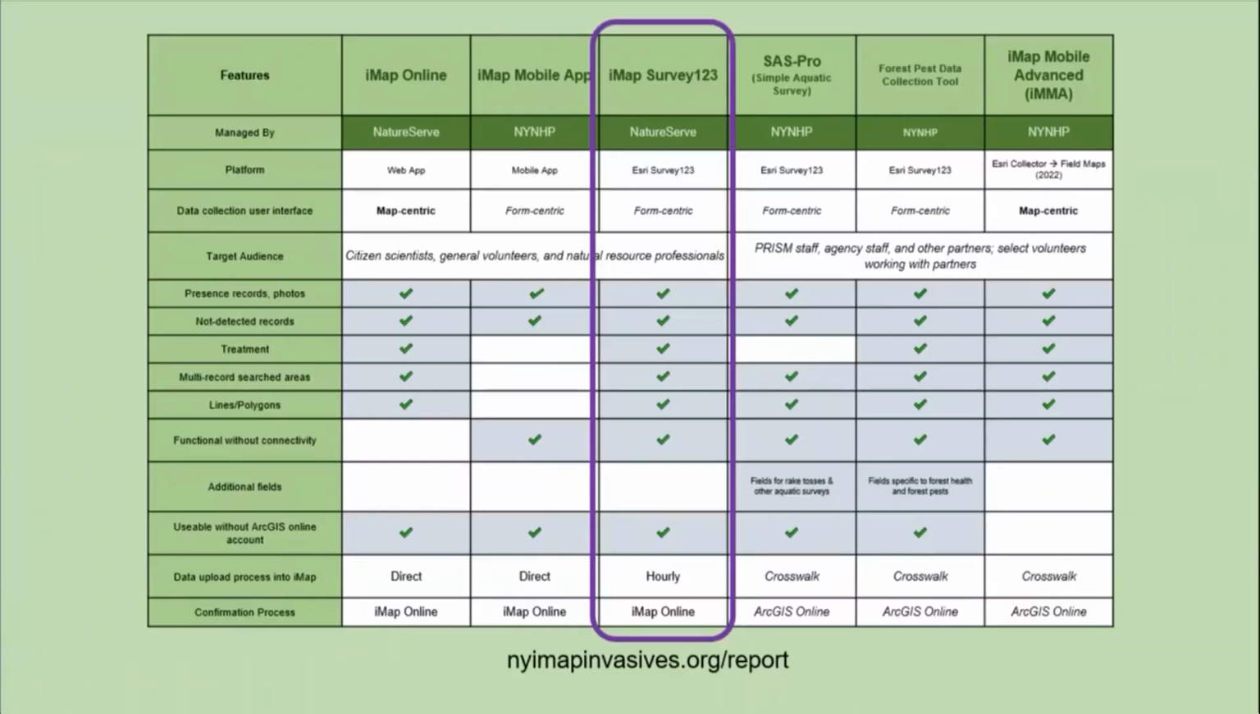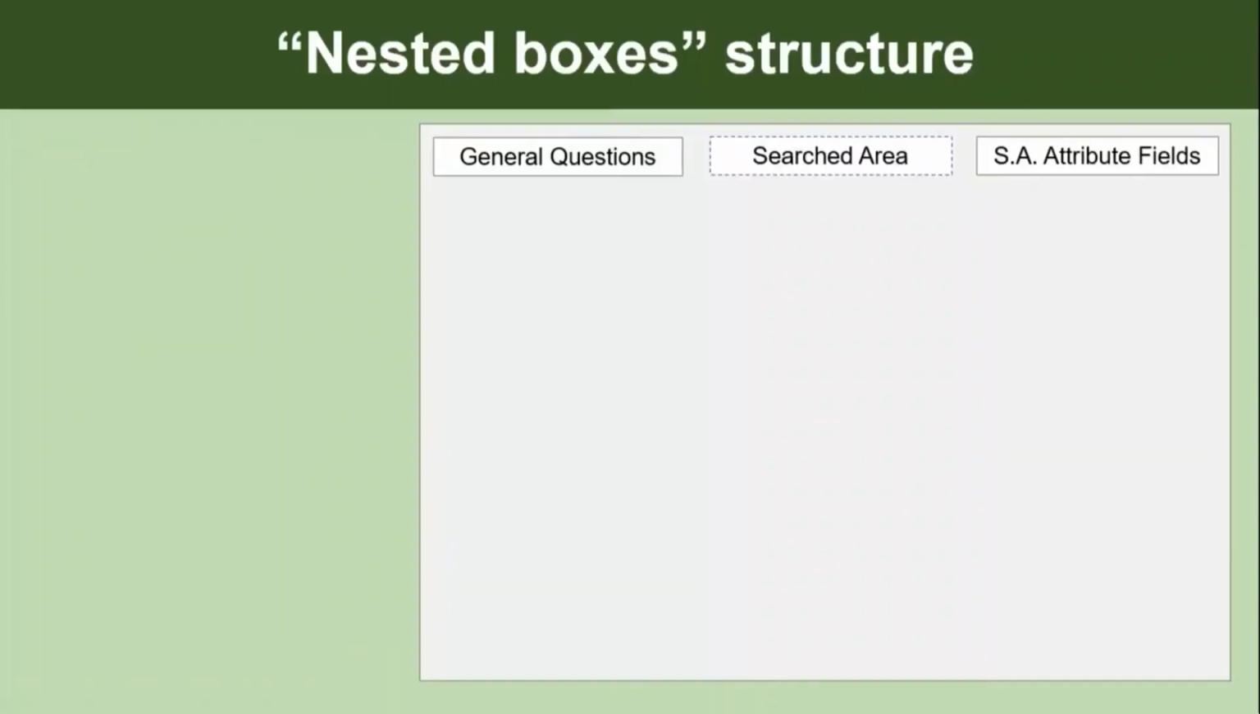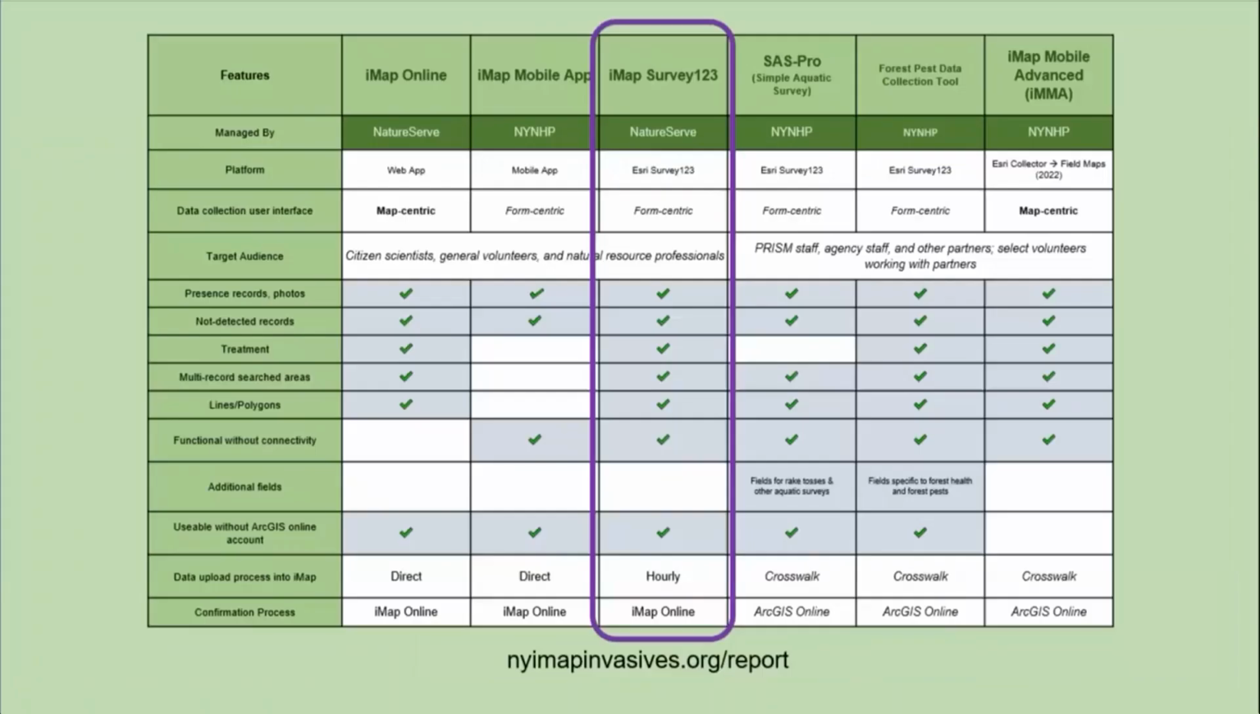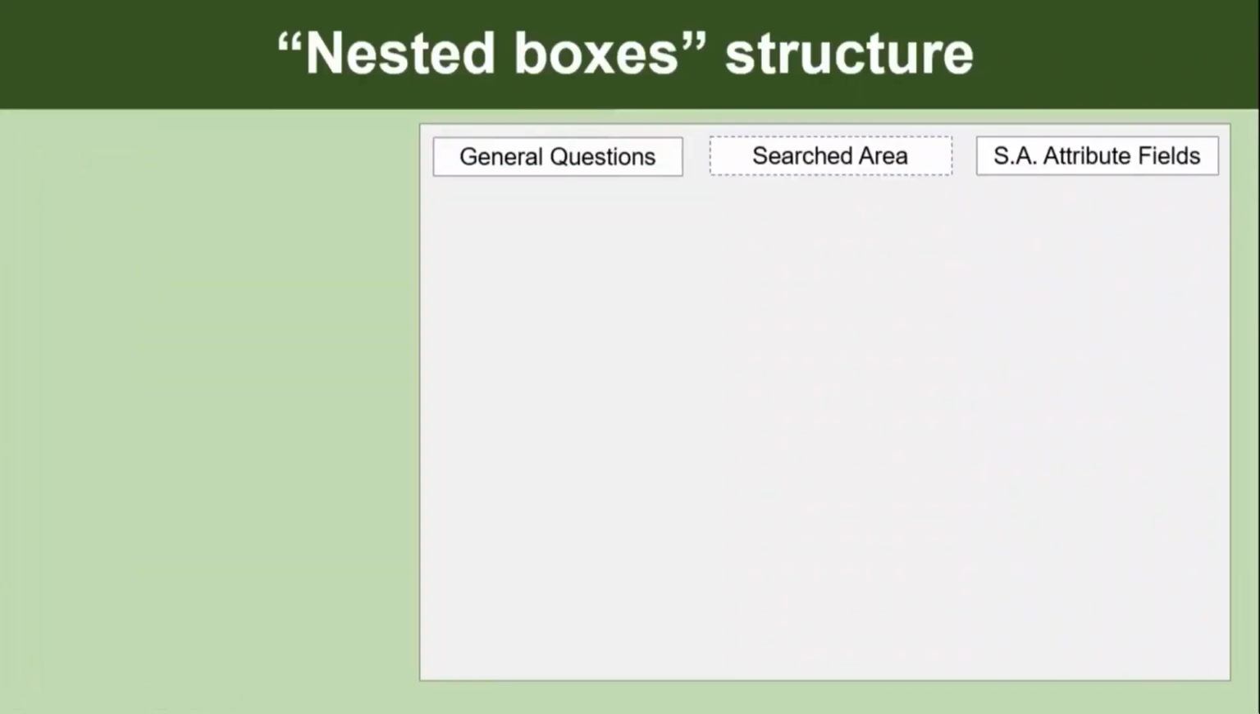So I'll start by talking about the general iMapInvasives Survey123 form. It's built to have more functionality from online that the mobile app is missing. So you can record treatments, you can record multi-record searched areas, so one record with multiple species found. You can do lines and polygons, and more functionality like that.